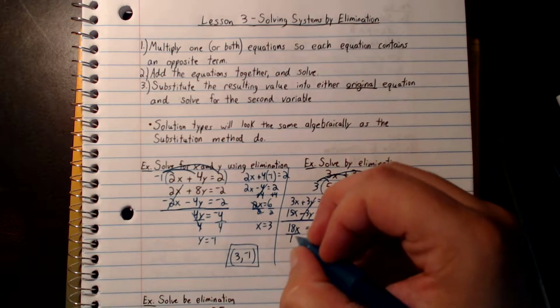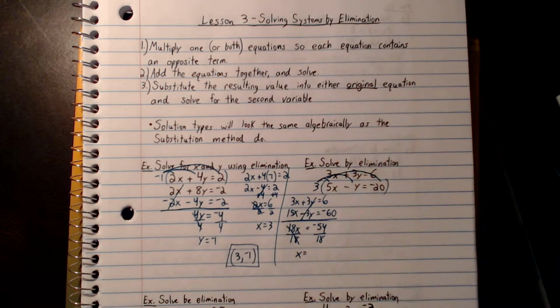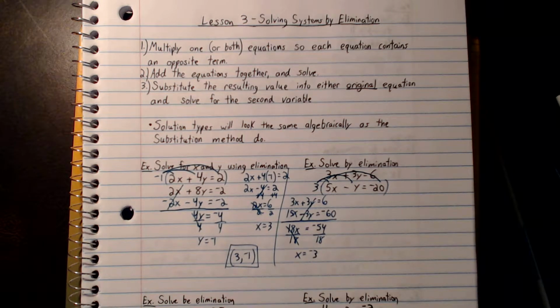If we divide by 18, I believe, if I did my math correctly here, let's see, is that 3? -3? 54 divided by 18 is, yes, -3. Just wanted to make sure before I put this on the internet.